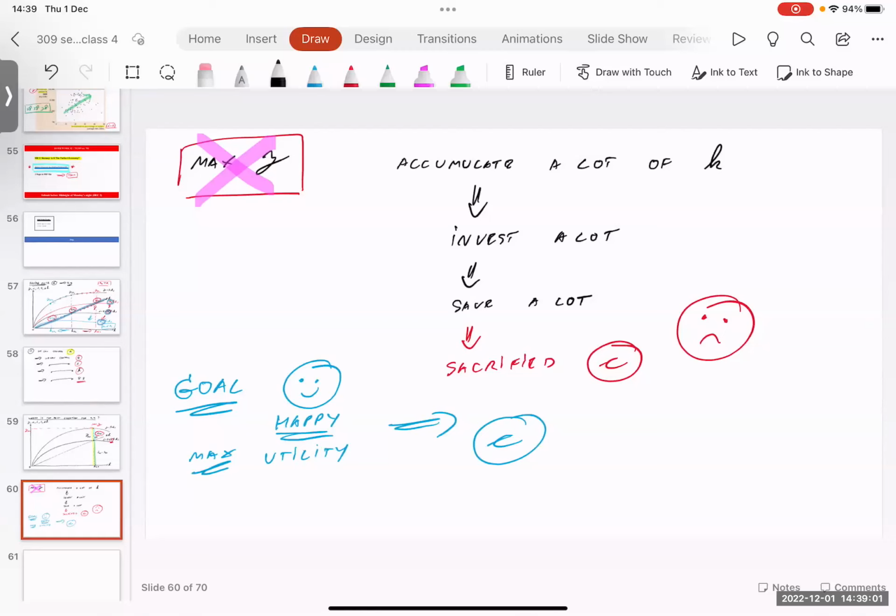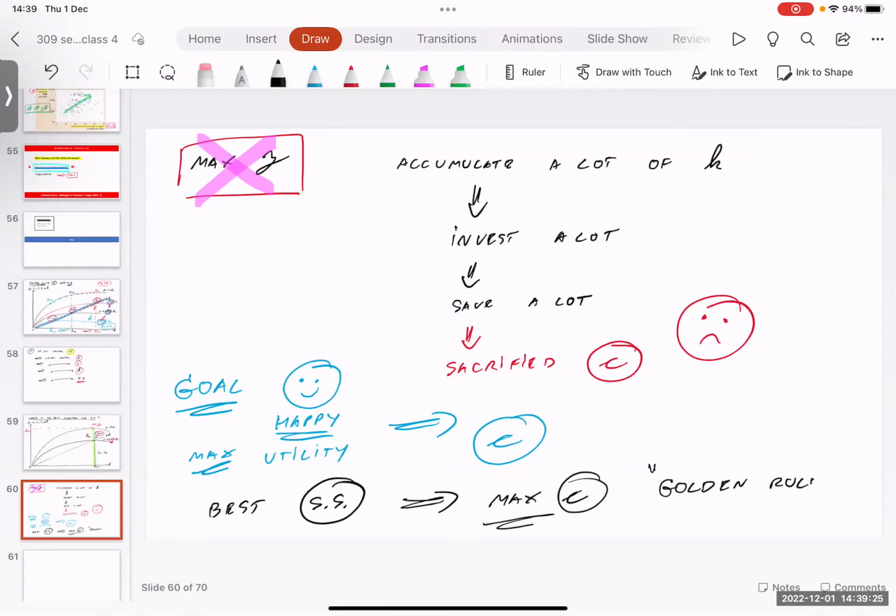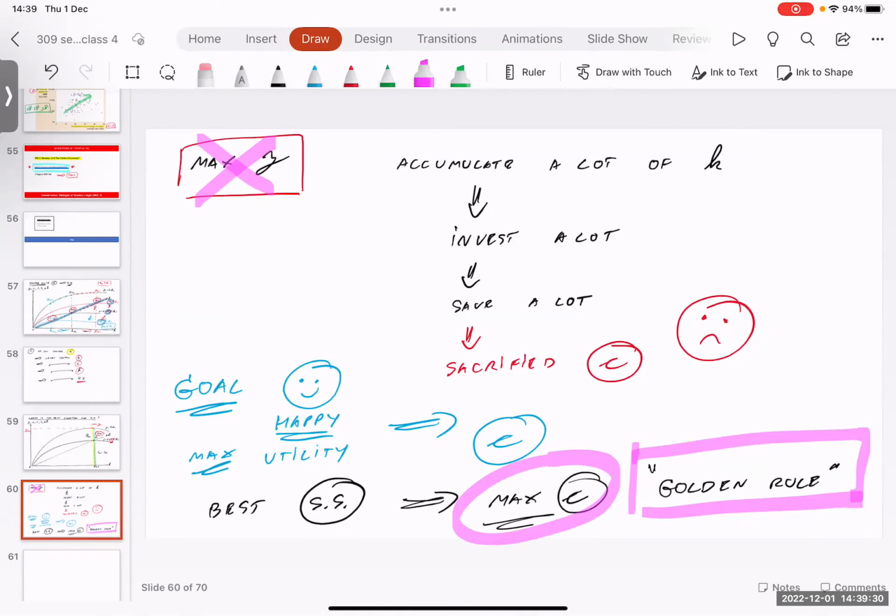So I can write down the conclusion that the base of the steady state point is actually the point where everyone is going to have maximum consumption. So far so good? Okay, maximum consumption, and we are going to call the steady state point that provides the maximum consumption the Golden Rule point. This is a name. Okay, Golden Rule point, maximum consumption. So far so good? Okay.